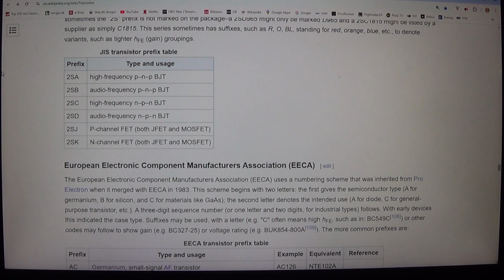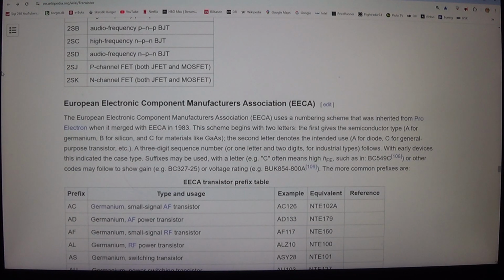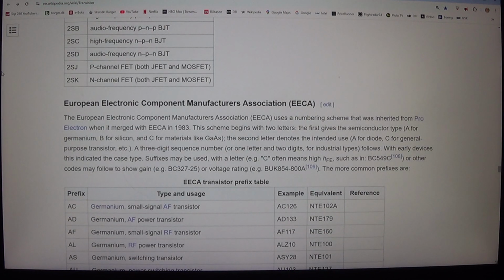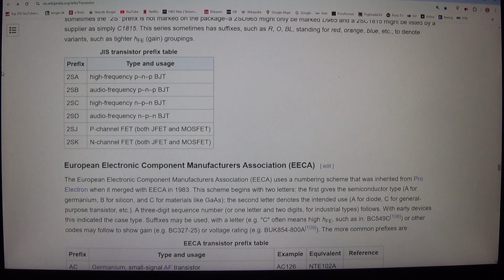JIS transistor prefix table. Prefix, type and usage. 2SA: high frequency PNP BJT. 2SB: audio frequency PNP BJT. 2SC: high frequency NPN BJT. 2SD: audio frequency NPN BJT. 2SJ: P-channel FET, both JFET and MOSFET. 2SK: N-channel FET, both JFET and MOSFET.